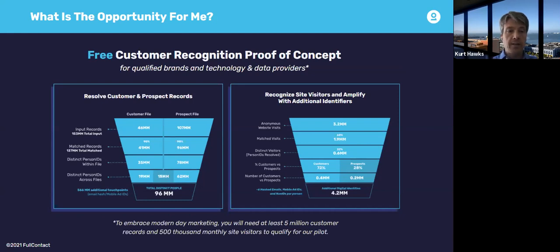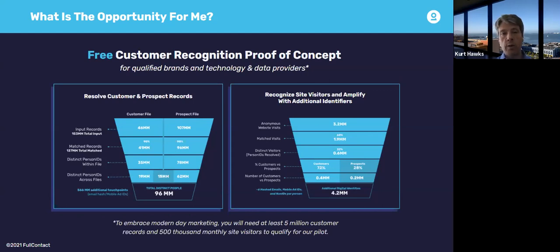So on the left-hand side, it's that funnel that we talked about around resolving fragmented customer and prospect records. So to gather all the customer and prospect identifiers, mobile advertising IDs, email addresses, hashed email addresses, names and addresses, those different identifiers across your marketing technology stack, be able to ingest those customer records and prove, okay, here's how many unique people all these identifiers belong to, and here's how many incremental touch points we can provide. We're offering to do that as a free proof of concept.